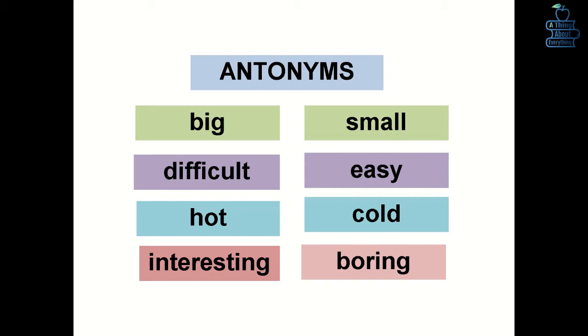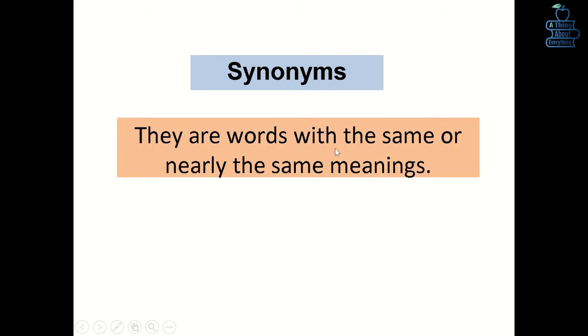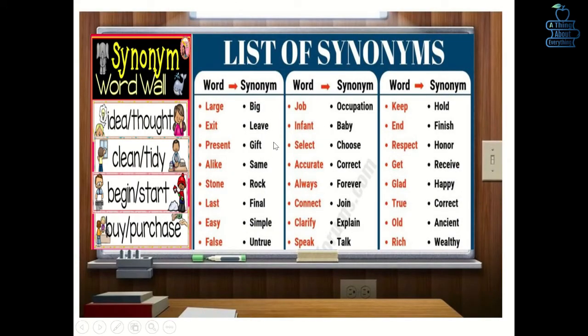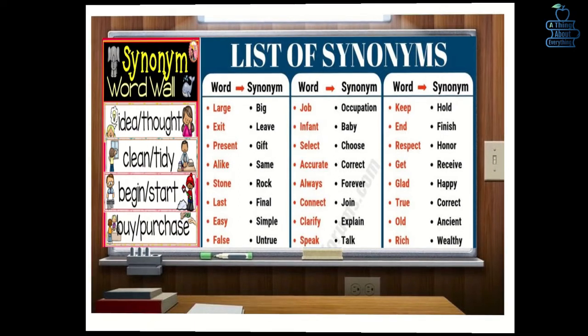Now we will come to another expression, which is synonyms. Synonyms are words with the same meaning or nearly the same meaning, okay? They are almost the same. So let's have examples of this. Here we have some lists that talk about synonyms. For example, large, big, exit, leave, present, gift. You notice that they have the same meaning. So synonyms are words with the same meaning or almost nearly the same meaning.